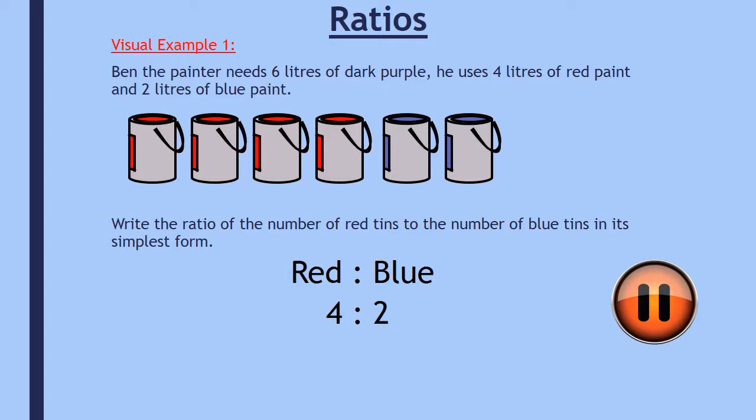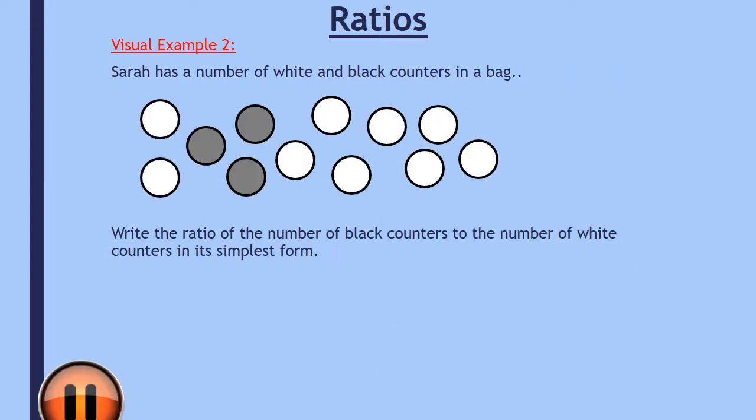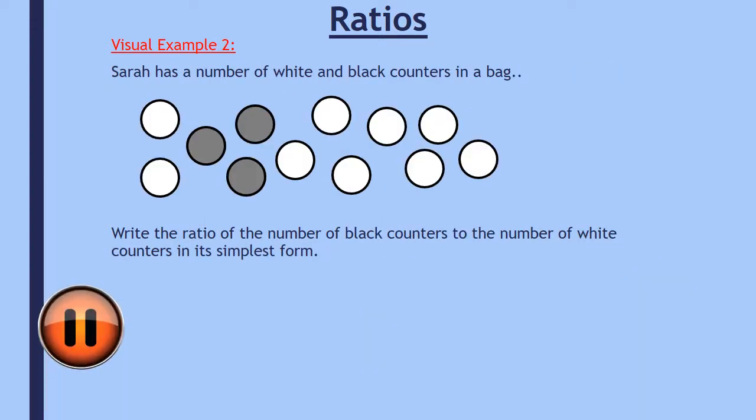Well, yes, we can. The highest common factor of 4 and 2 is 2. So 4 divided by 2 gives us 2. And 2 divided by 2 gives us 1. So that's the ratio in its simplest form, 2 to 1. Well done if you managed to get that. Now I'd like you to have a go at this one.